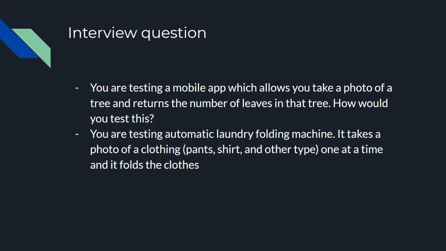So I wouldn't say this one is a trap, but it has a lot of variations, right? Let's say for the first example, the mobile app, you can take a photo and it returns the number of leaves. You can start with various types of trees, a tree with no leaves, and then different weather situations, so there are many test cases you can come up with. That might be a good answer for it.